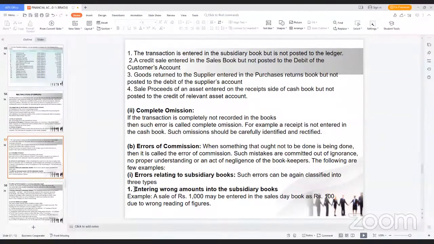Complete omission means if the transaction is completely not recorded in the books, then such error is called complete omission. Means, for example, a receipt is not entered in the cash book. Means completely you have removed it. Such omission should be carefully identified and rectified. Means in the journal proper it is there, but when it comes to the cash book, it is not there. Okay.